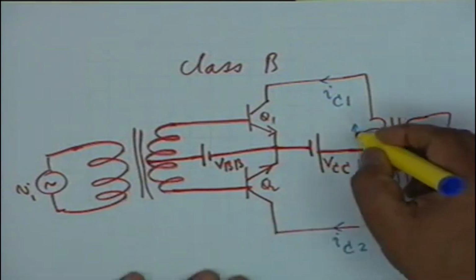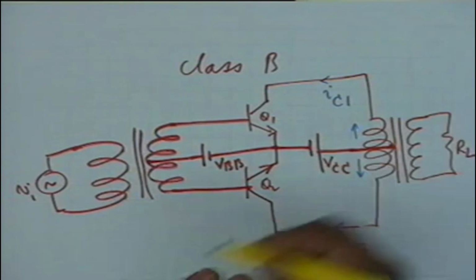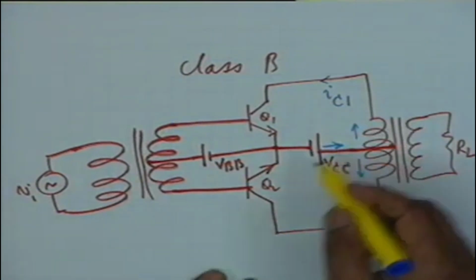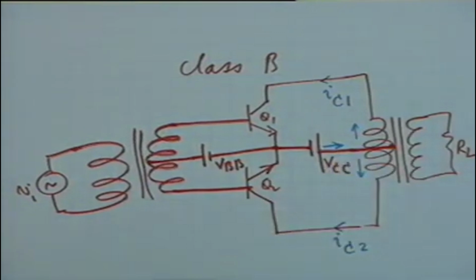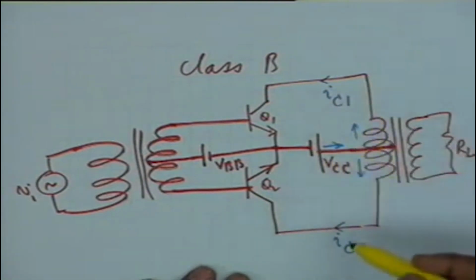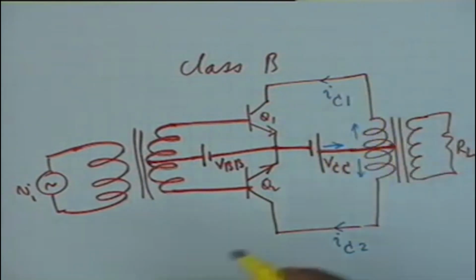That means if one tries to create a flux in the positive direction, the other tries to create a flux in the negative direction. Is that clear? And the battery has to give out IC1 plus IC2 by KCL. Now let us look at what these I sub C1 and I sub C2 consist of.